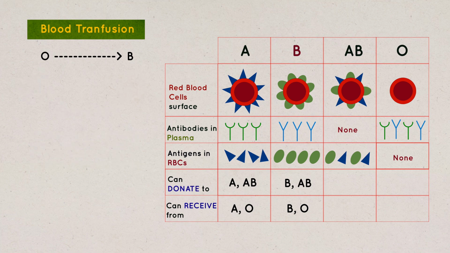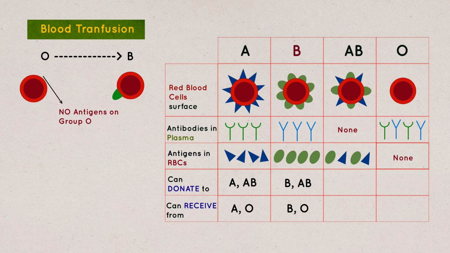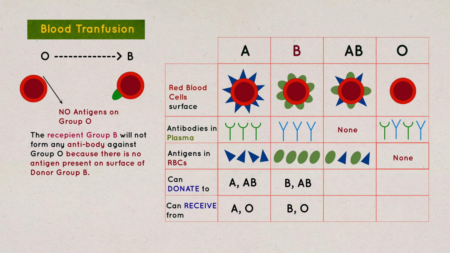Group B can receive blood from group O. This is because the donor group O doesn't have any antigens on them, so the recipient group B doesn't form any antibody against donor group O.